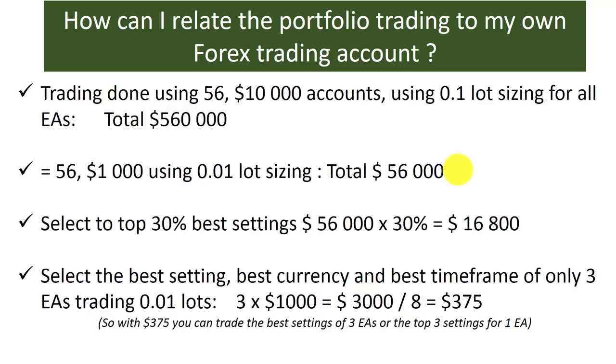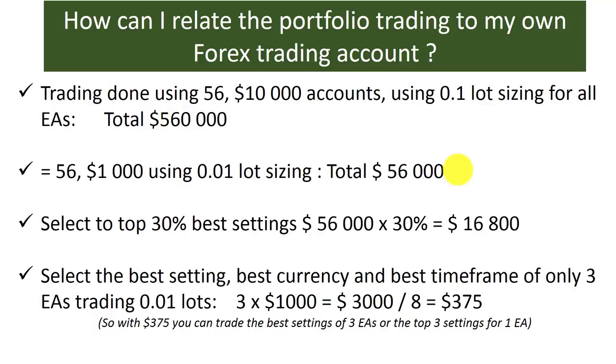So suddenly all of this work that we're doing is starting to make sense, because you can now match your smaller trading account, let's say of $375, to the results that we are generating here. And I'm going to show you how to find the best setting, the best currency, and the best time frame from all of this work that we're doing. Now let's say you've only got 1 EA. So what you then do is you use the 3 best settings that we are testing for that particular EA, and that still means you can trade a $375 account quite easily.